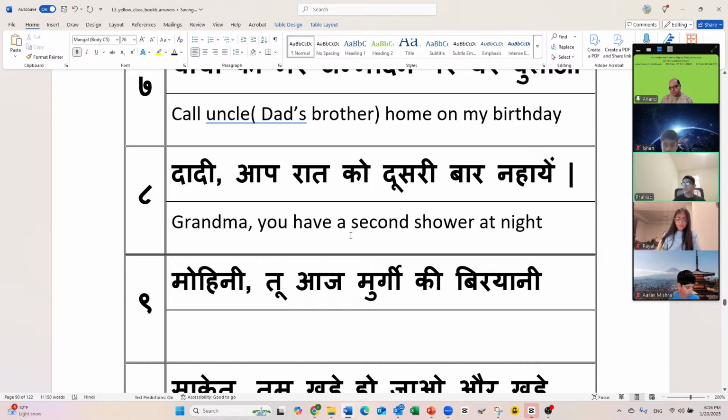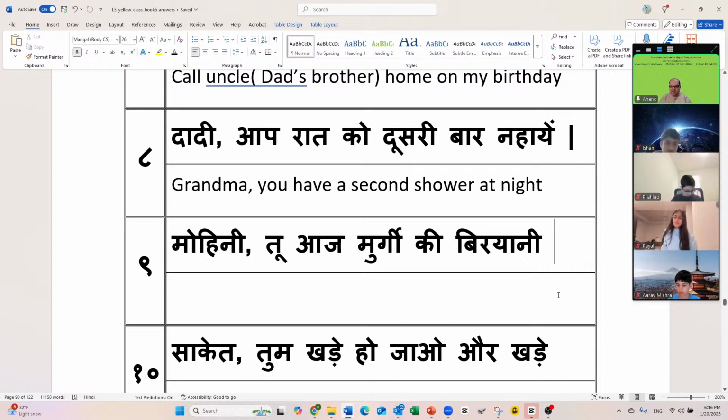So like, grandma, you should take a second shower at night? There is no suggestion of should. But you can say it is a suggestion because nahaye is sort of a suggestion. Yes. Okay. You can say you should have a second shower. But when you translate, you say you have a second shower simply. But you can write should. That's fine. Okay. Any questions about that? Okay, next one. Let me have Payal read it.